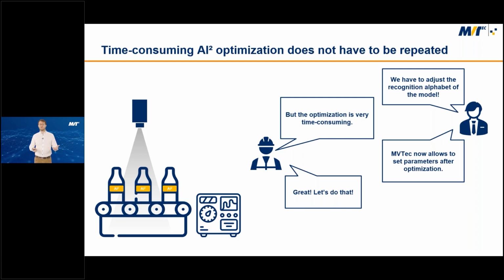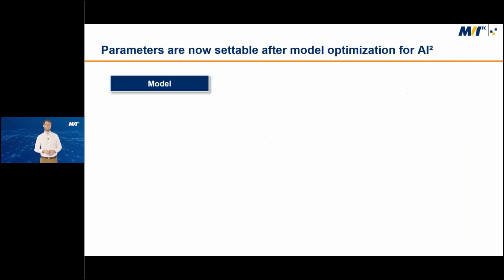Then the engineer said, well, the optimization is very time consuming. I need to move the model again to a machine where I can do the optimization and then put it back into the machine. And this just takes too much time for our production line. And now MVTec allows you to set the parameters after the optimization, at least the parameters that are not necessary for the optimization. So if you just want to, for example, change the recognition alphabet, this now works.